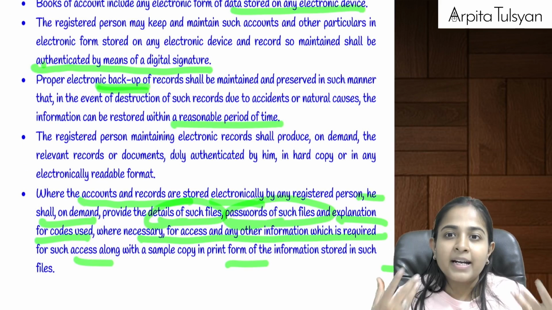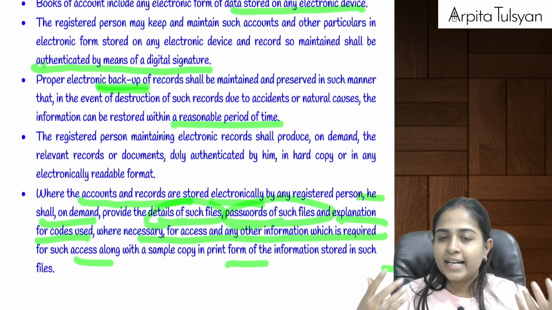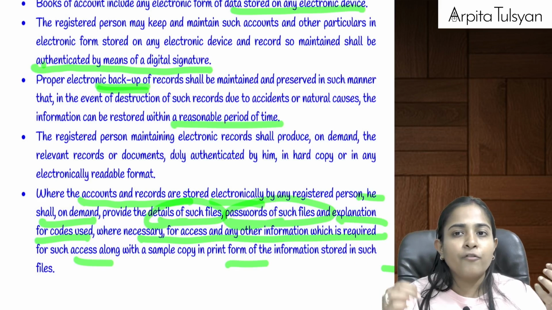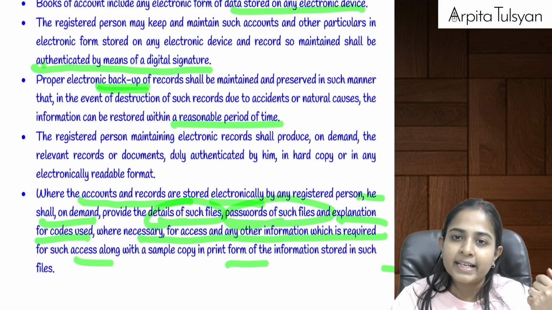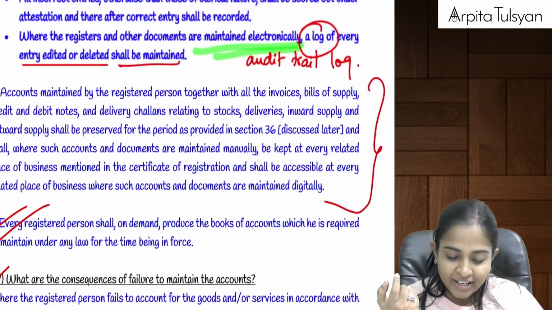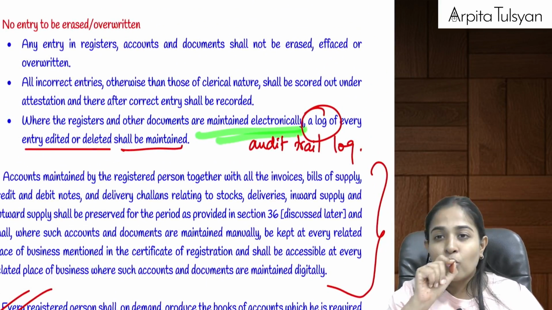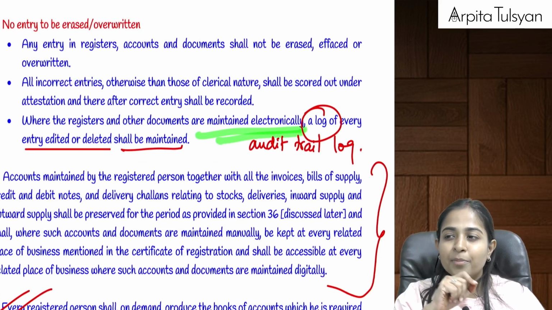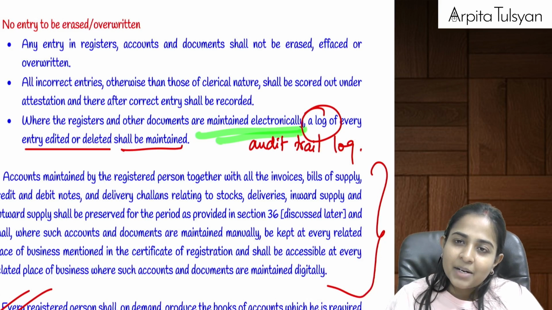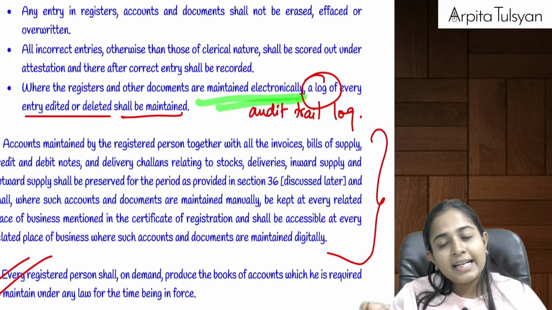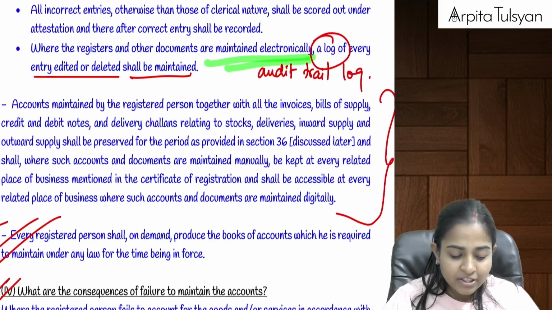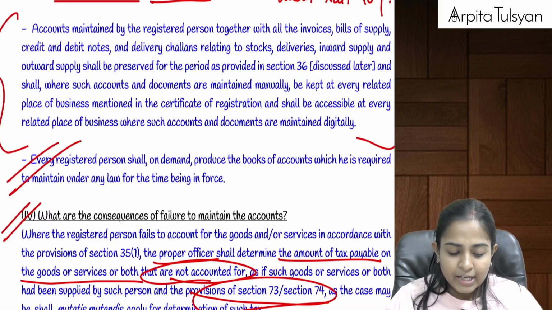Suppose I want a printout or a report from this particular data, it should be easily extractable. If you have maintained the data in electronic form, you can secure it with passwords, etc. But if any GST officer comes and asks for the password, you should give it to the officer. There should be no overwriting, no erasing, and no manipulation of the information. If you have cut something, it should be authenticated by a signature. If you are maintaining it electronically, a log of every change, an audit trail log, should be maintained of all such changes. Are you clear with this?